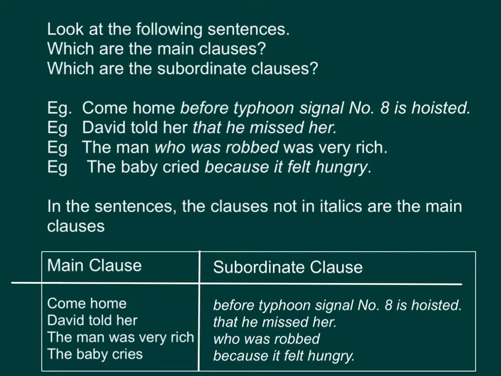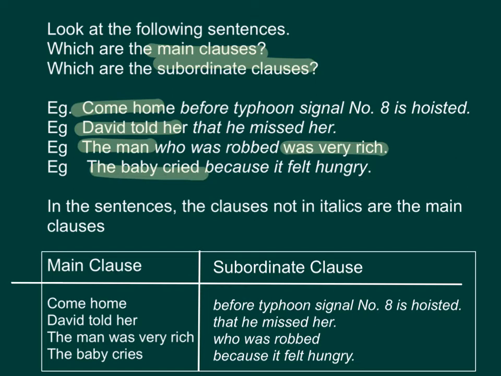Look at the following sentences. Which are the main clauses? Which are the subordinate clauses? Example: Come home before typhoon signal number 8 is hoisted. David told her that he missed her. The man who was robbed was very rich. The baby cried because it felt hungry.